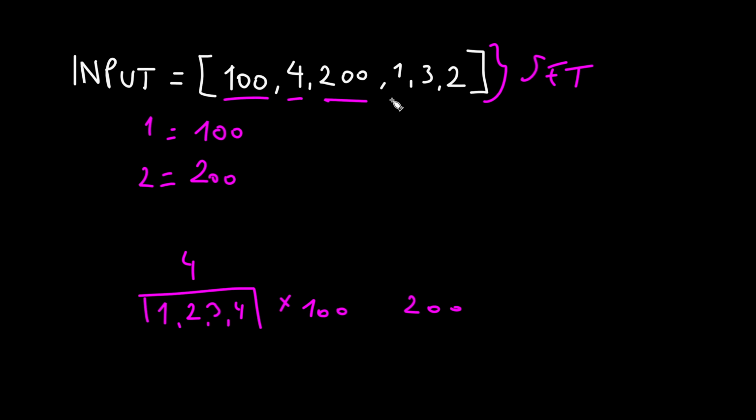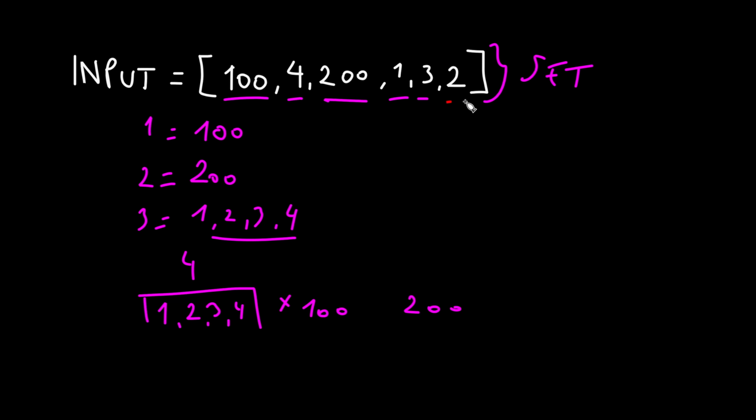Next element is 1. We want to check, is 0 in the set? No, it's not. So it means that the third sequence is starting at 1. Now we want to check, is 2 in the set? Yes, it is. Is 3 in the set? Yes, it is. Is 4 in the set? Yes, it is. Is 5 in the set? No, it's not. It means that we are going to stop here, and this is our third sequence.